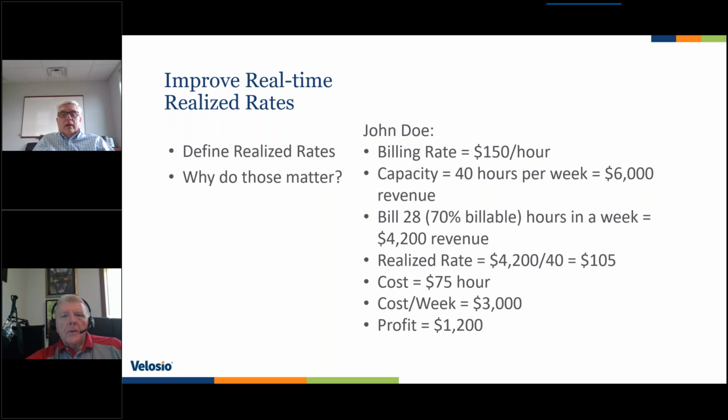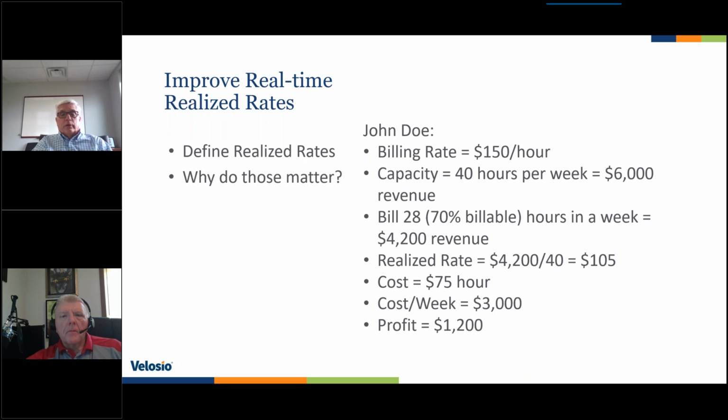But if they bill those 28 hours, rather than the $6,000, they're billing $4,200. And then what that leads us to is, in reality, a realized rate of $105 an hour rather than $150 an hour, because they worked the whole 40 hours. They just didn't bill the whole 40 hours. And so this really is very important, not only at the time of looking at profitability, but also in planning. If you know that very typically your resources are going to bill 70%, then you're planning around that. You're planning around that level of profitability.